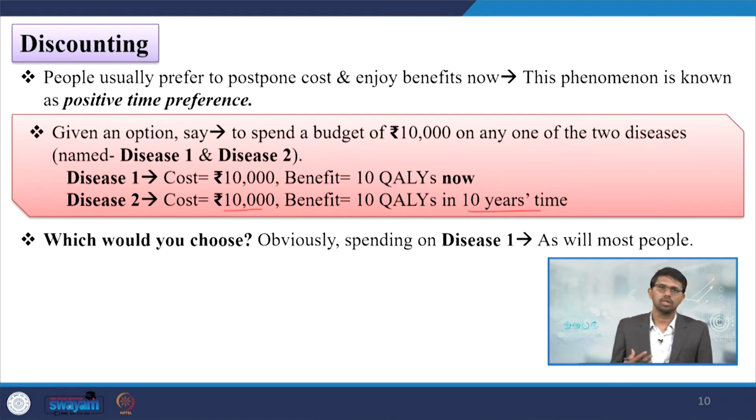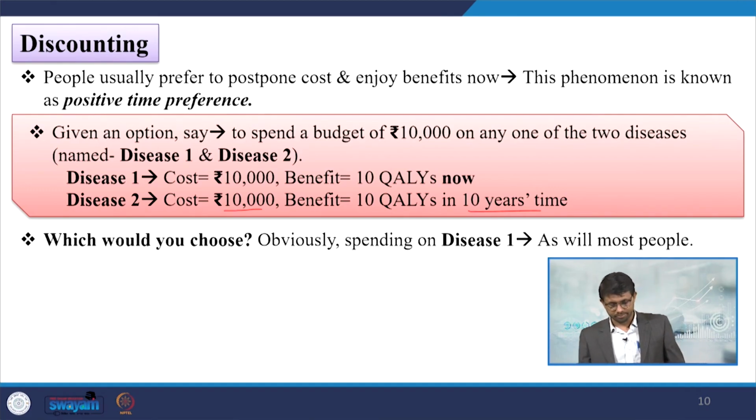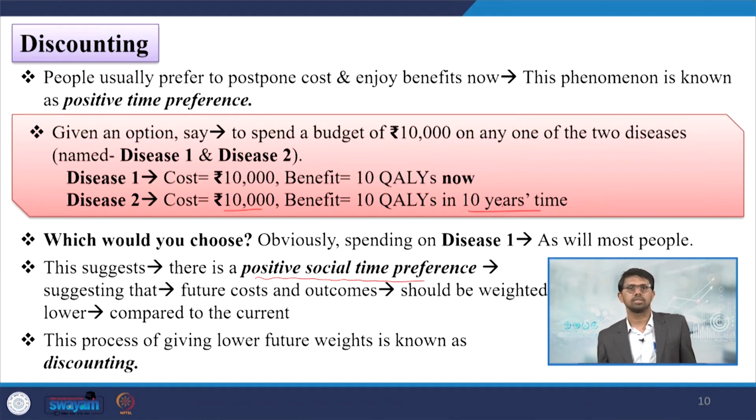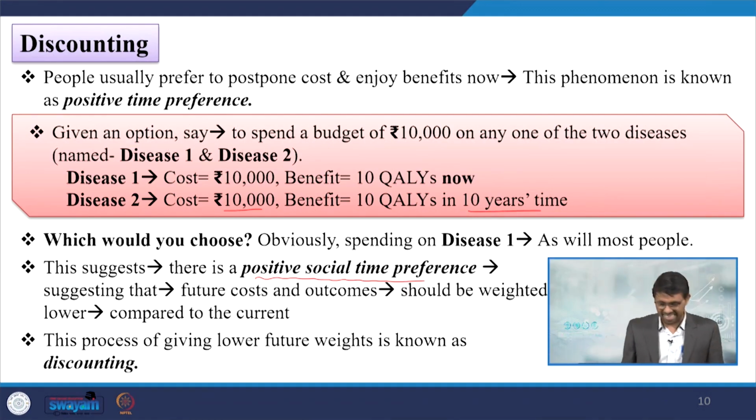As we all know, consumers prefer to live in the short period. So, the consumer of course will prefer this one, because there is no discounting in the present period, and the entire 10 QALYs are received. In the disease 1 case, we refer to the context called positive social time preference, whereas in the other case, that is case B, it is based on discounting, because the 10 QALYs are derived in 10 years time. Hence, that is less preferred.